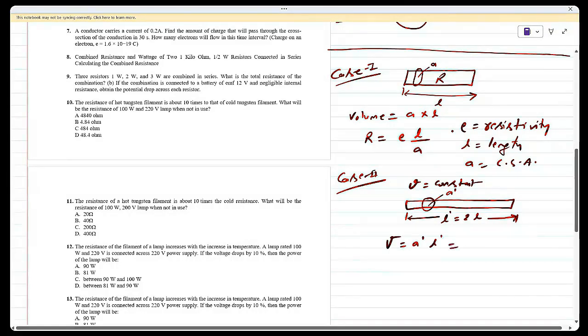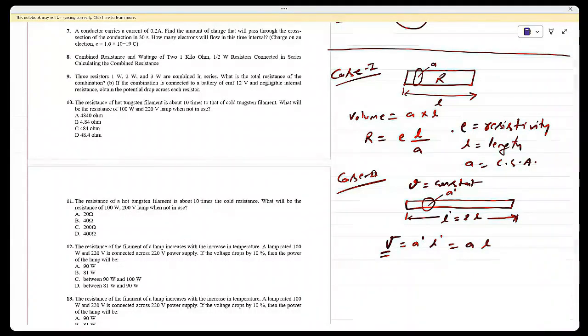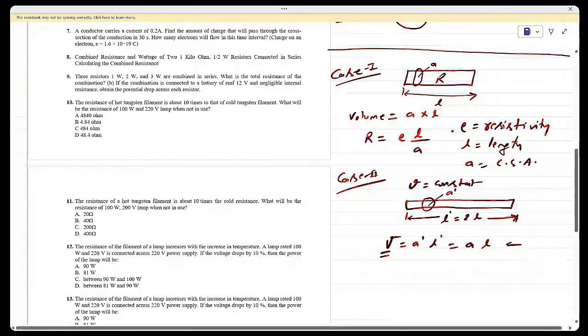L dash is equal to old A into L. This is the condition. The volume should be constant. So if you are increasing L to L dash, definitely your area will be changed from A to A dash. This is the main concept of this question.